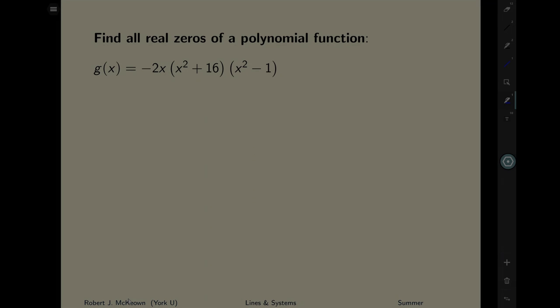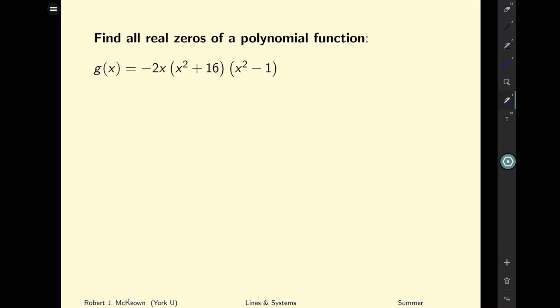Any number multiplied by 0 is just equal to 0. So when we're given a question like this, it says find all the real zeros of a polynomial function. So it's saying find the values of x such that g of x is equal to 0. Well, there's a few things. All I have to do is show that one of these factors is equal to 0, and I've shown that g of x itself is equal to 0.